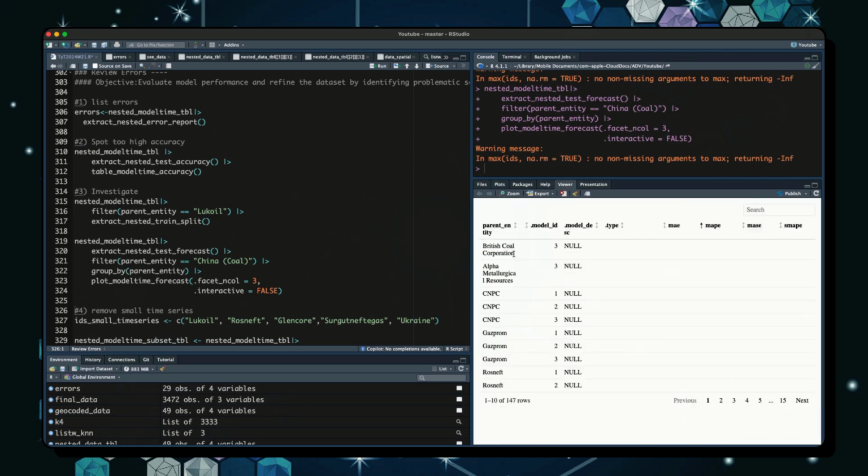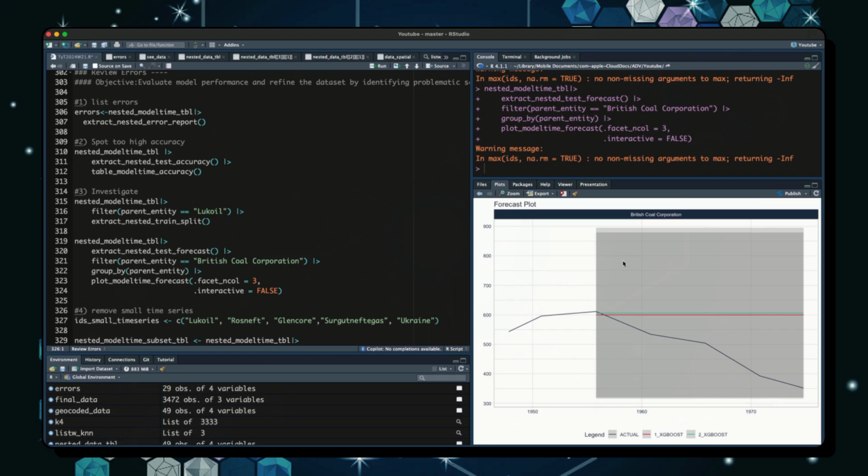Okay, and if we look at British Coal Corporation, okay, British Coal Corporation probably hadn't had enough training data to predict a good test data. So this one isn't good either.